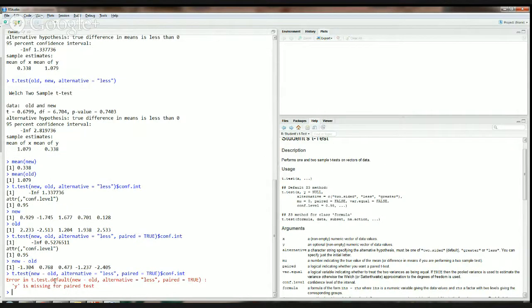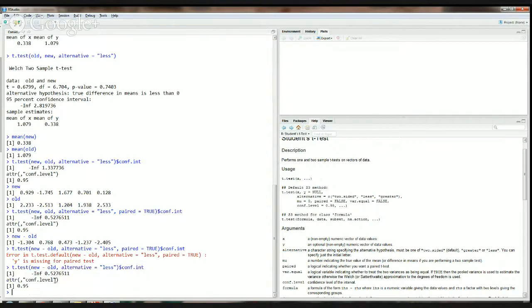Y is missing. Yeah, actually, you don't need... If you subtract them, you don't need paired equals true. Yeah, it should give the same answer. See, 0.53, 0.53.